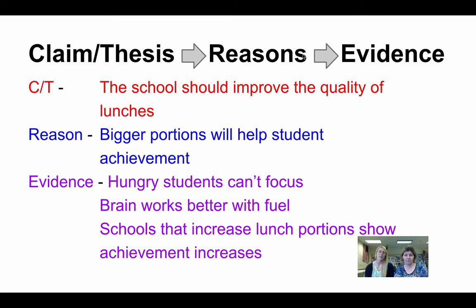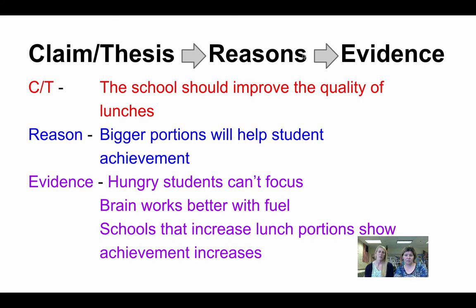All right, so let's talk about the process and how we would come to our claim or thesis through our research. First we're going to come up with some evidence. Here you'll see an example of school lunch. We have some evidence that students are hungry, they can't focus, our brain's going to work better with fuel, and schools that increase lunch portions show achievement increases. So we put together all of our research into our evidence, and from that we need to come up with a reason and then a claim that we're going to use in this paper. A reason might be that bigger portions will help students in achievement. Then that helps us create our claim or thesis, like the school should improve the quality of lunches.